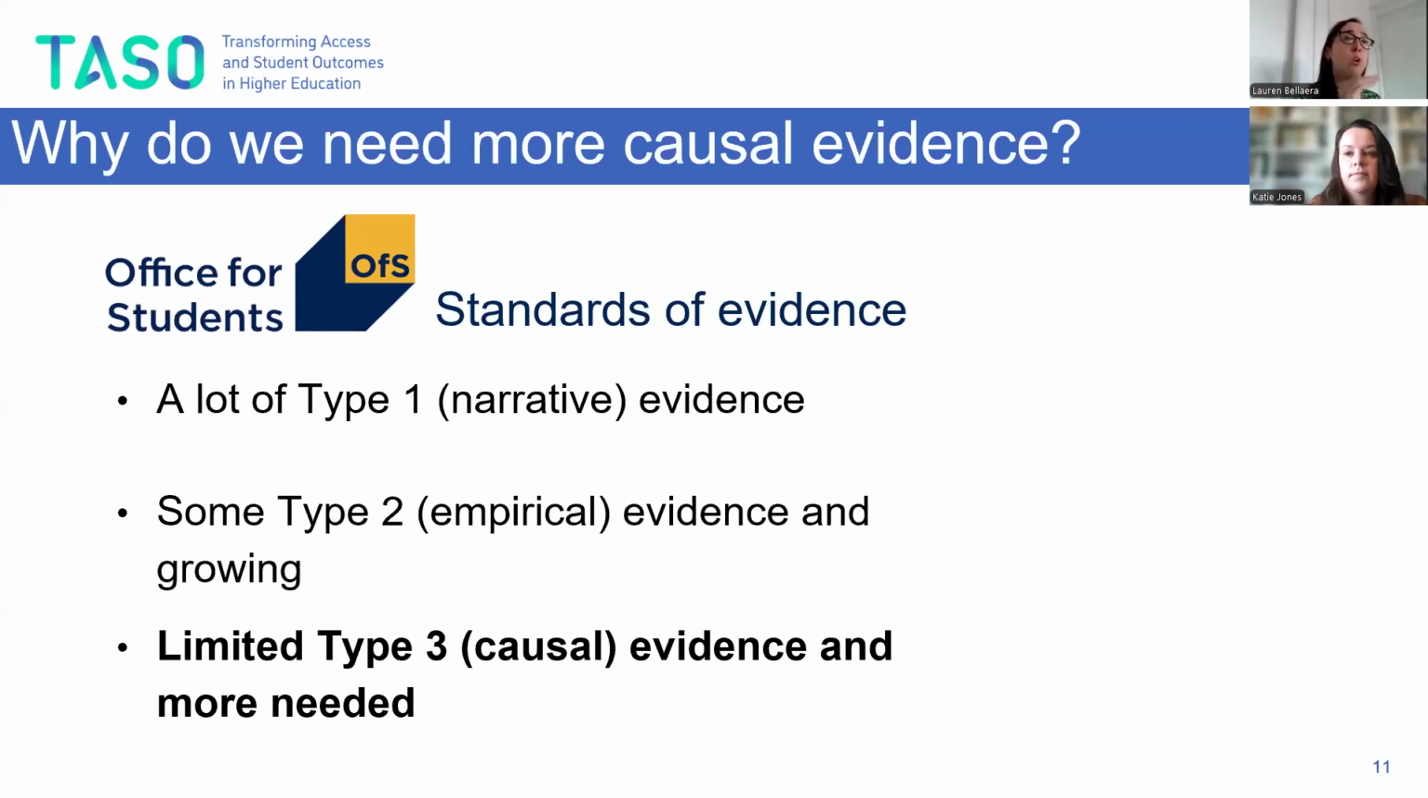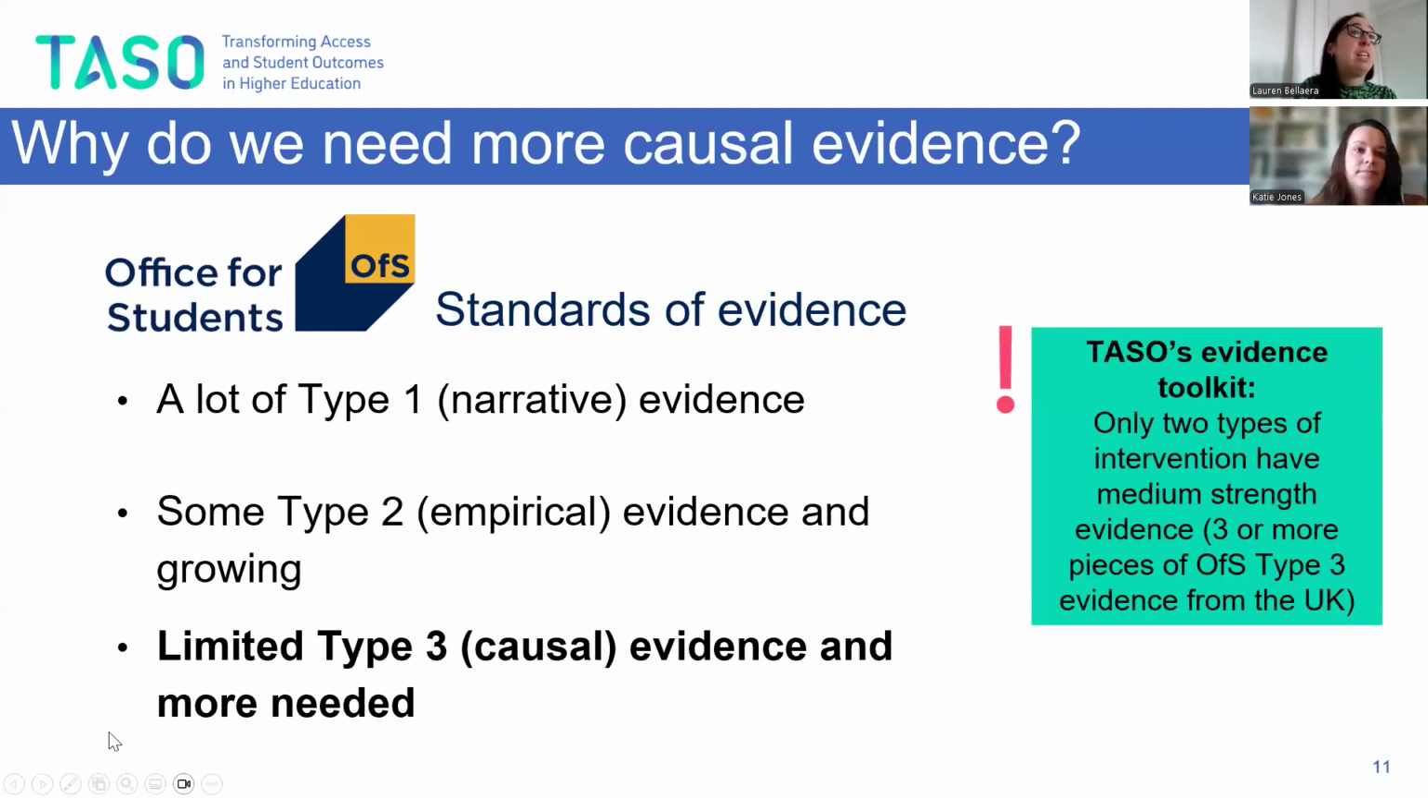And so in order to get that causal evidence, we need type 3. But at the moment, we do have limited type 3 evidence. We do have some type 3 evidence, but relative to what we have in type 1 and type 2, it is definitely a bit more limited. Drawing upon TASO's toolkit, there are currently only 2 types of interventions, pre-university tutoring and information, advice and guidance, where we have three or more pieces of type 3 evidence. And so collectively across the sector, we know we want to be producing and generating more of this evidence.